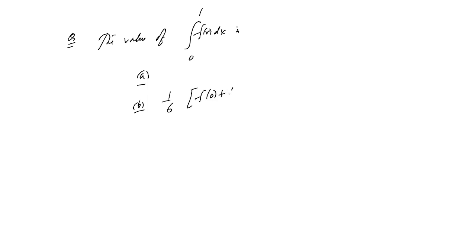That is another important question, and the question is basically given from the Simpson 1/3 formula. The value of the integration from 0 to 1 of f(x) dx is, that is one option. In option B, the option is given like that: 1 by 6 of f(0) plus 4 f(half) plus f(1).